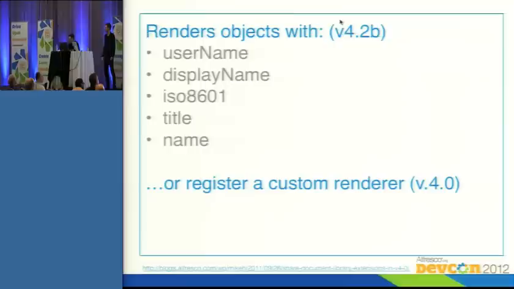But it's also possible to specify a property that is an object rather than a string. And before the latest community release, this was just rendered as object in braces. But in the latest community release, if you specify an object, it will actually inspect that object and look for the username attribute. If it finds one, it will render a user profile link. If it finds some other attributes, such as the ISO 8601, it will render it as a date, and so on. And if you want to do more complex stuff, you can, of course, register a custom renderer.